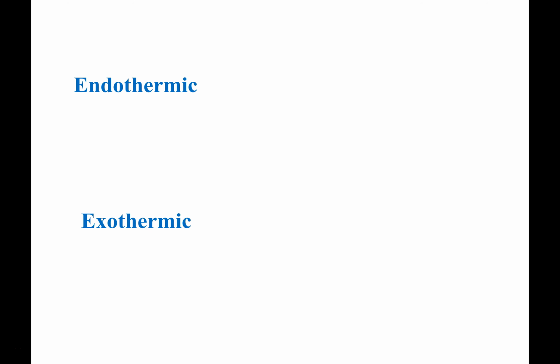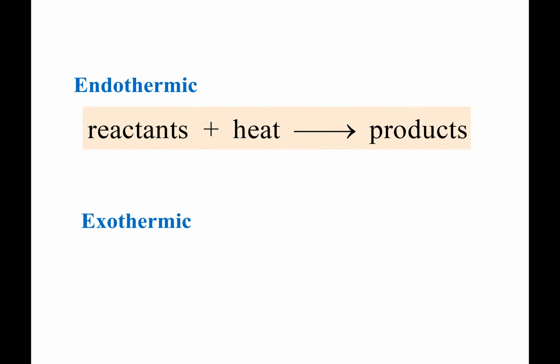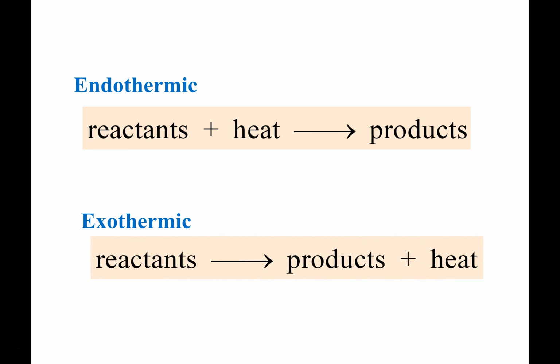So endo and exothermic: endothermic, energy in; exothermic, energy out. So for endothermic, energy in, we can put heat as a reactant, so we put it on the left side. Exothermic, energy out, so we can put heat on the right side.